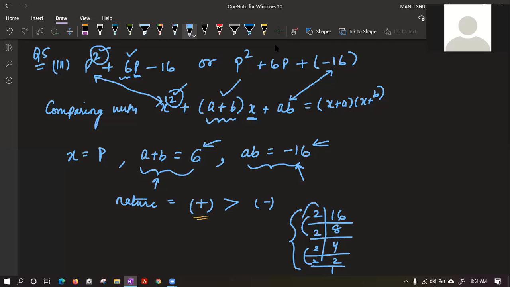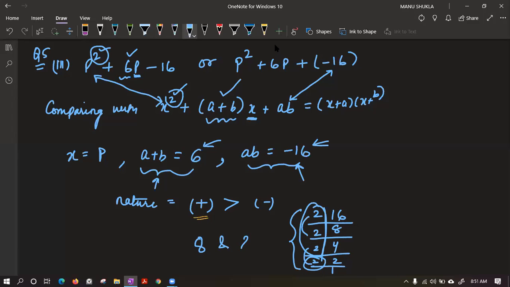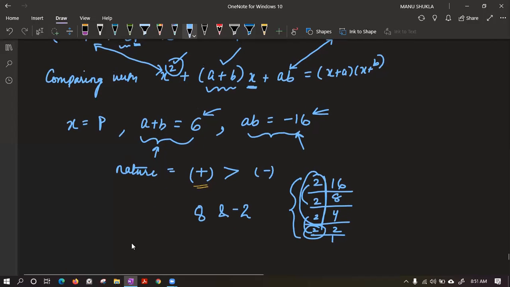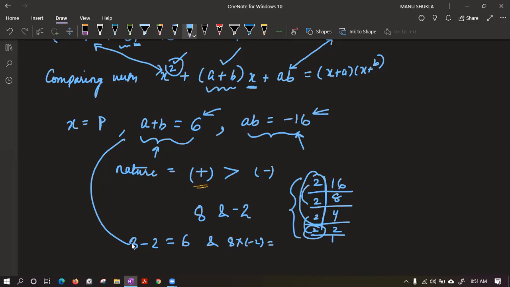See, if I take these 3 2s together, it becomes 8. If I take this 2 alone, it becomes only 2. And we have seen negative should be the smaller one. Now please observe. If I take the numbers as 8 and minus 2, what will happen? 8 minus 2 will be 6, which is similar to this one. And 8 into minus 2 will be minus 16. So class, is this correct to take 8 and minus 2?